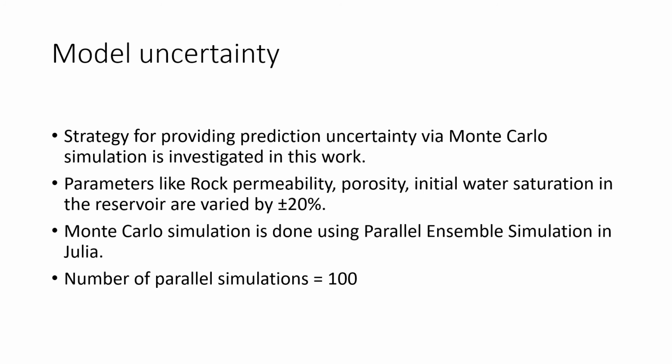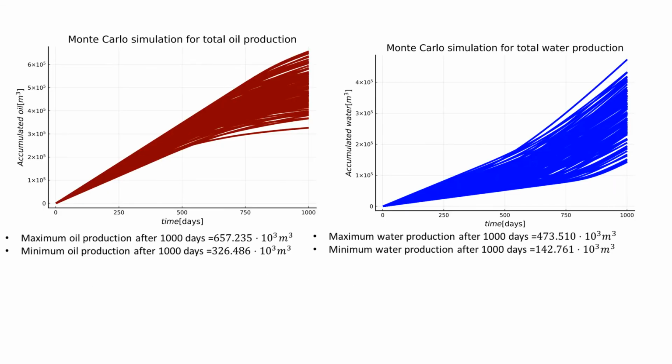The model uncertainty in the oil reservoir is predicted by a Monte Carlo simulation. The Monte Carlo simulation was performed in Julia using parallel ensemble simulation. Parameters like rock permeability, porosity, and initial water saturation in the reservoir are varied by plus or minus 20%. In this figure, we can see the uncertainties in the production of oil and water.